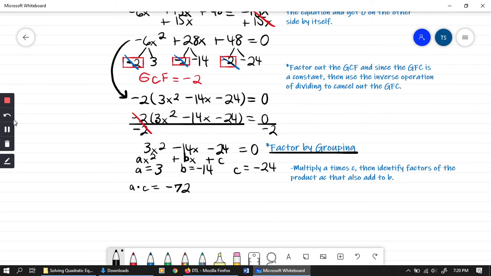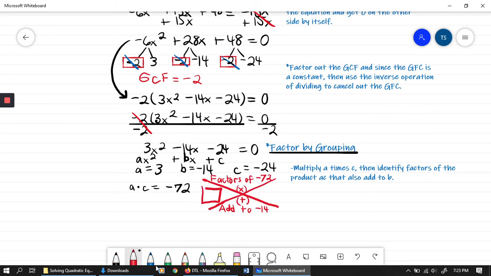So that product of negative 72, we want to identify factors of that product. Identify factors of negative 72 that will also add to b. So we want to find factors of negative 72 that will add to negative 14. So we're looking for two factors of negative 72 that add to give you negative 14. And some of you may want to write out the factors of negative 72. I'm just going to write out the absolute value of these factors first without any signs.